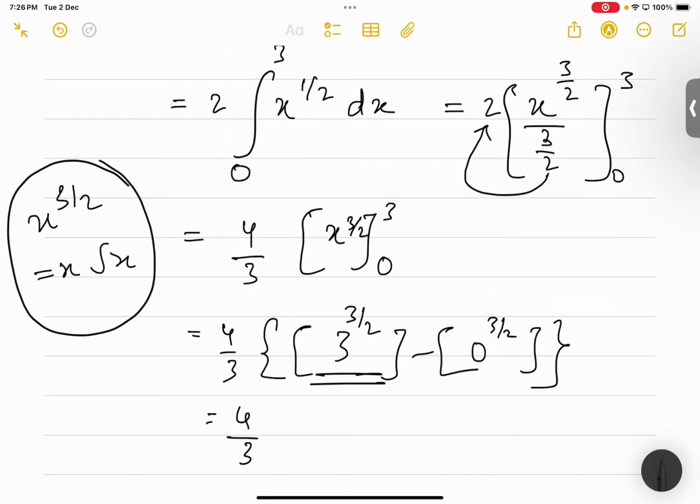I have told you this. Parabola में हर एक problem में आएगा. X raised to 3 by 2 is x root x, but do it at the end. Starting से मत करो ऐसा. At the very end, when you are putting the values. So this is 3 root 3.